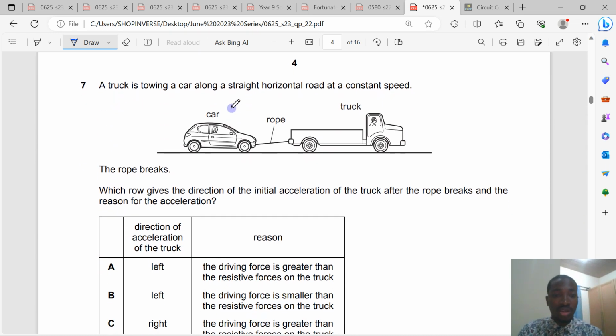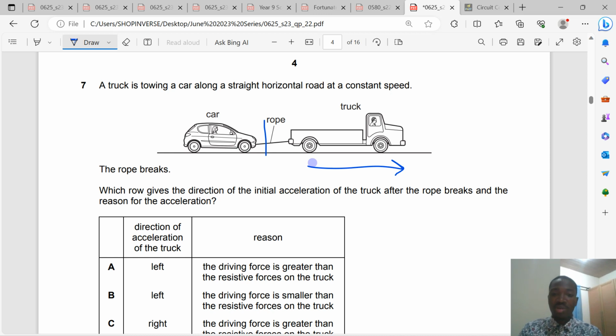A truck is towing a car along a straight horizontal road at a constant speed. This truck is towing this car. Okay, let's see. The rope breaks. So if this rope suddenly breaks, what do you think will happen to the truck? It will definitely accelerate forward.